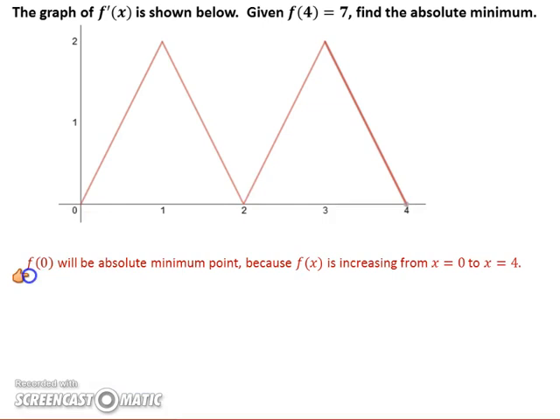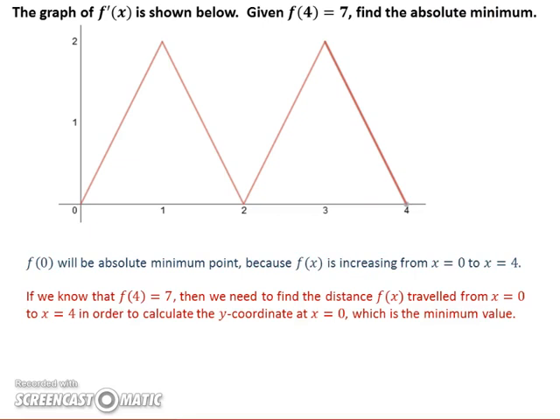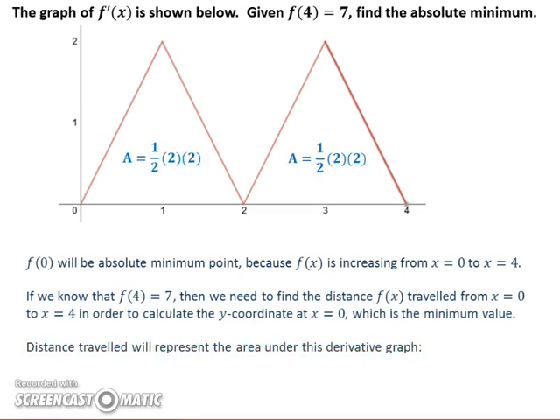So f of 0 is going to be the absolute minimum because we're increasing the entire time. We know that f of 4 equals 7, so the distance traveled from 0 to 4, we just need to figure that out. And the distance traveled will be the area under this graph. So we've got two triangles, the base is 2, the height is 2, so 1/2 base times height, these are identical. The 2s cancel, the area of this is 2, the area of this is 2. Total distance is 4.